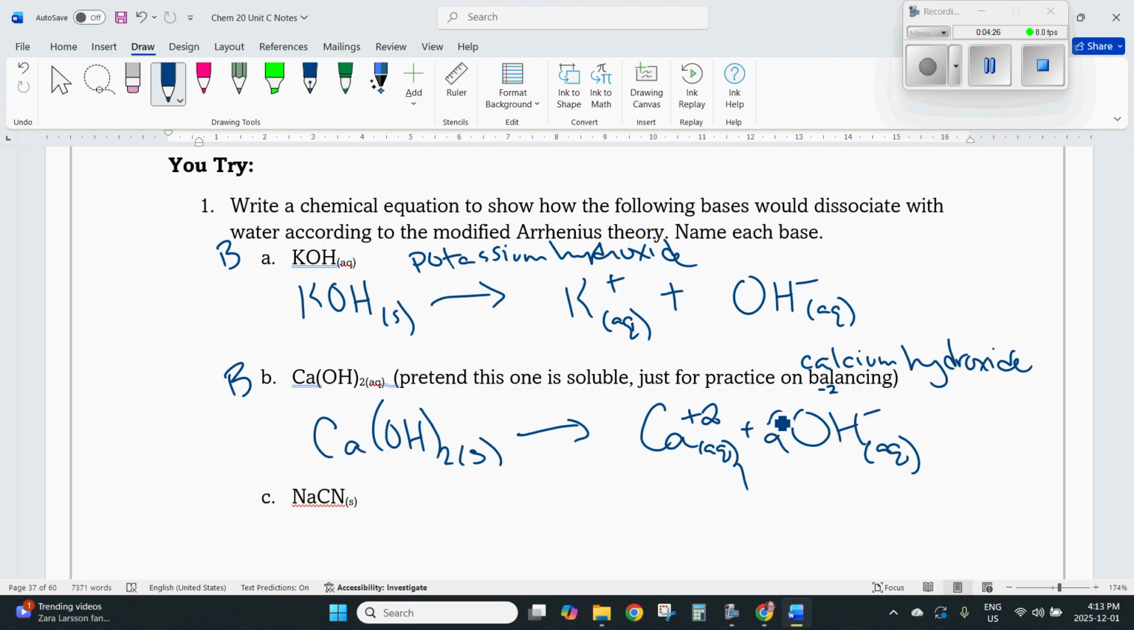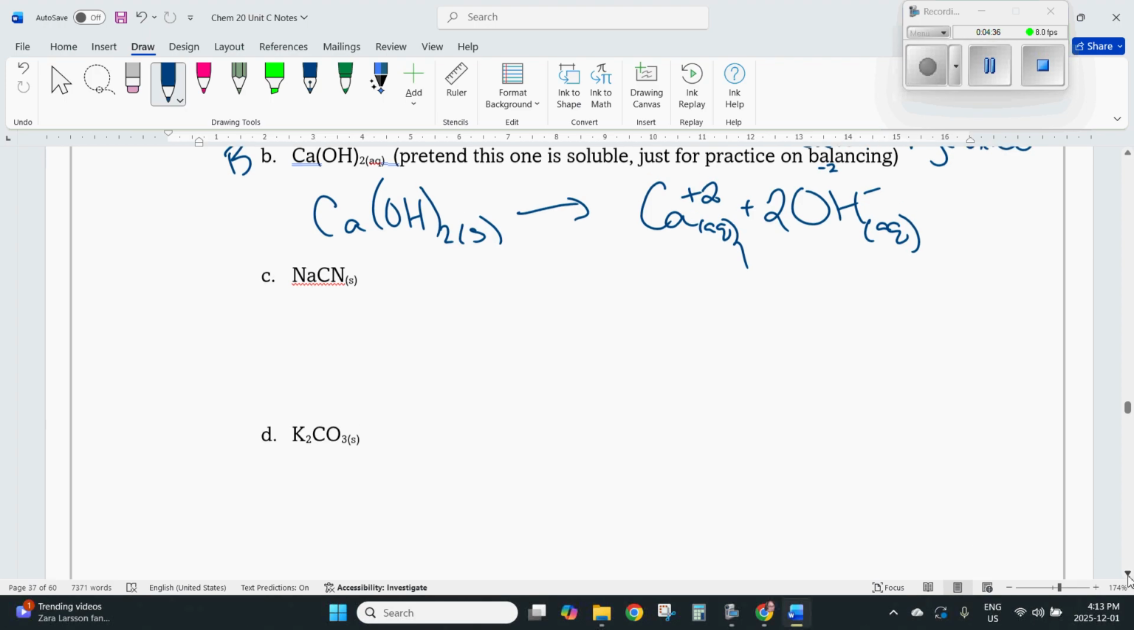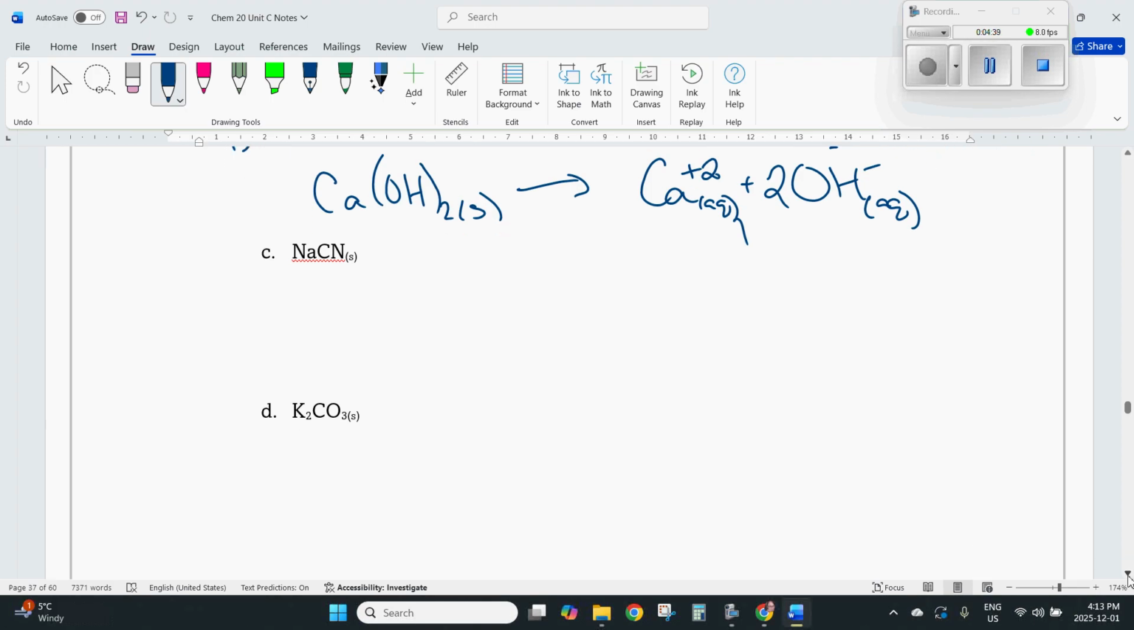Now I'm going to scroll down because I'm going to need a bit more room for this next one. So I have NaCN. This one is an ionic compound, and according to the rules for ionic compounds, you have to determine if it's soluble versus insoluble. So rather than me flipping back and forth, I'm just going to tell you that this one is soluble because it has Na in it, and cyanide. So this one is sodium cyanide.